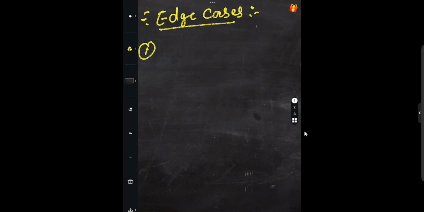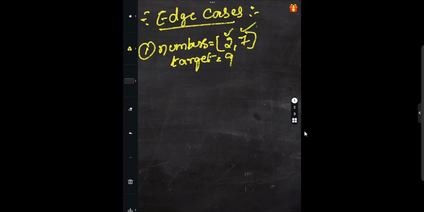First is the minimum length array. So here let's consider numbers. Input is 2, 7. I'll just consider target 9. So the output will be 1, 2, right? 2 plus 7 is 9. This is for the minimum length array. This is the first edge case that we'll be dealing with.